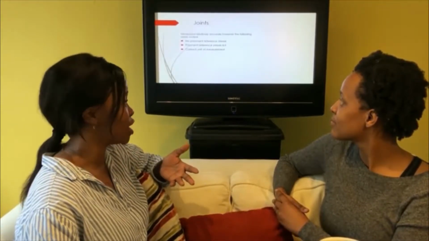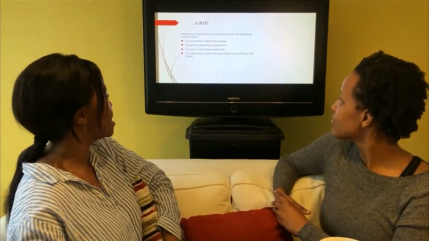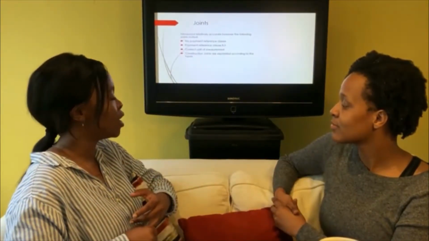And the next area was the unit of measurement was actually correct because it was in linear meters as stipulated there. So that was actually in accordance to SANS 1200G. And the types of construction joints were all separated in accordance to the type and the sizes.